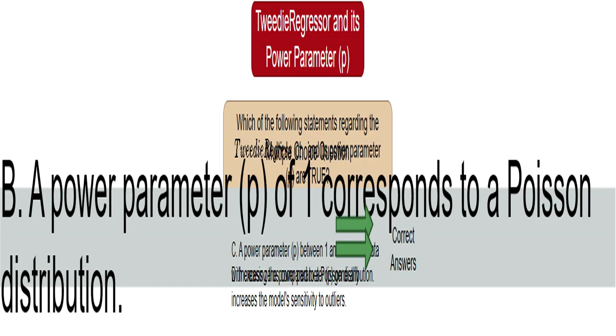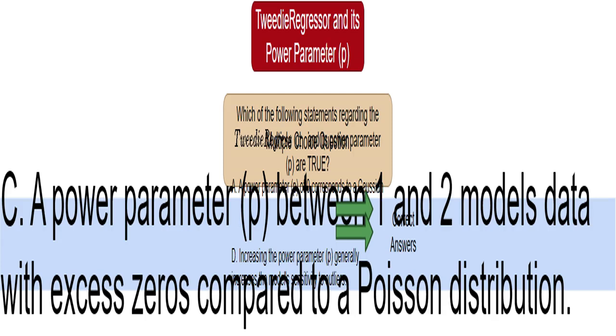This is true. When p equals 1, the Tweedie distribution becomes a Poisson distribution, perfect for modeling count data. Absolutely correct. A p-value between 1 and 2 gives me a compound Poisson gamma distribution. This distribution is excellent for datasets with many more zeros than a regular Poisson distribution would predict. Think of insurance claims. Lots of people have 0 claims.